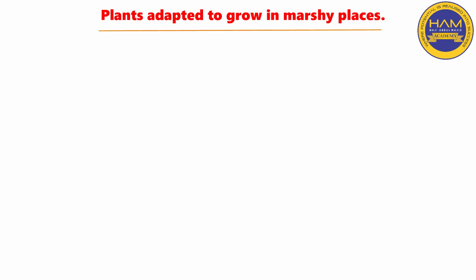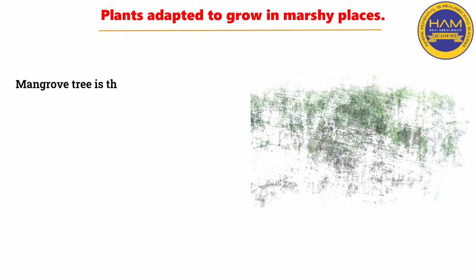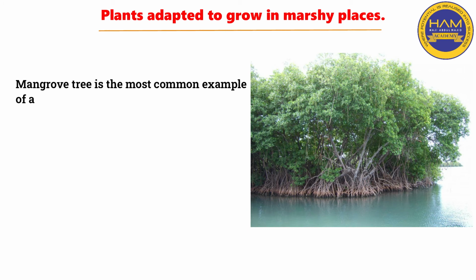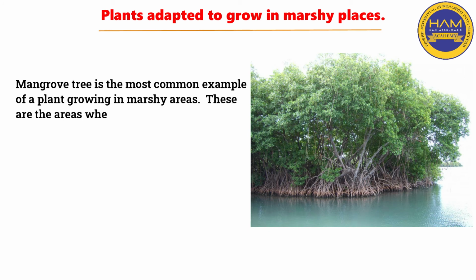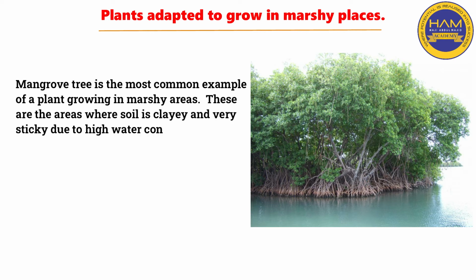Fourth, plants adapted to grow in marshy places. Mangrove tree is the most common example of a plant growing in marshy areas. These are the areas where soil is clayey and very sticky due to high water content.